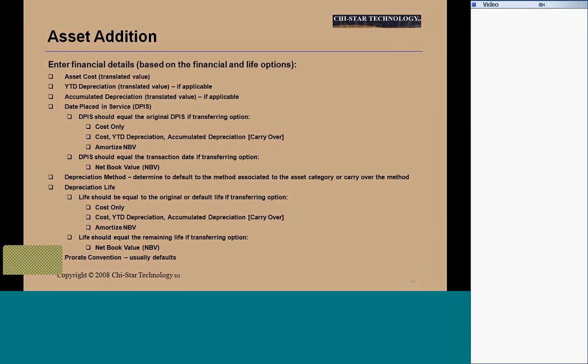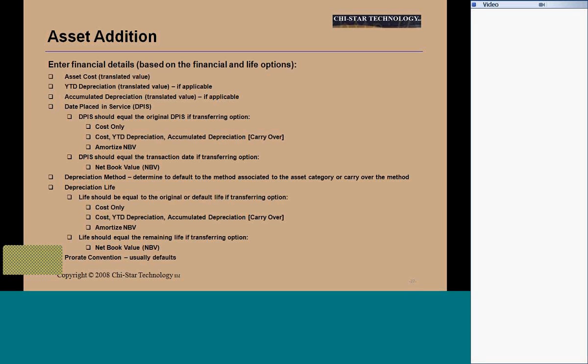If it is cost only, again, depending on what stage that asset is in, if it's a CIP asset, it really doesn't matter what my date placed in service is, just because it's not a live asset. If it is a live asset and I chose to bring over cost only, if I wanted the new system to recalculate depreciation, I would need to bring over the original date placed in service on that.